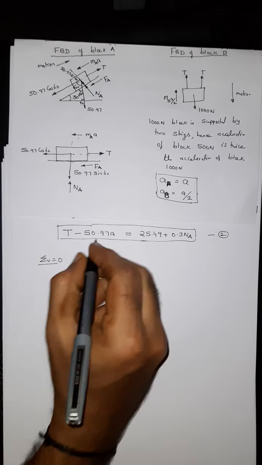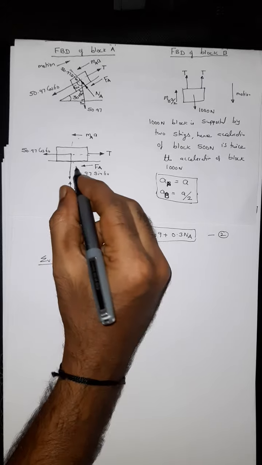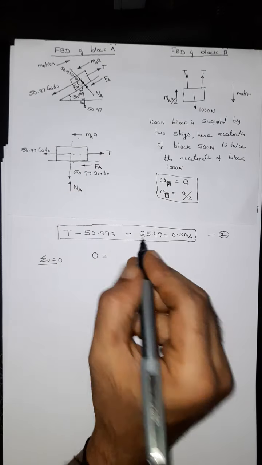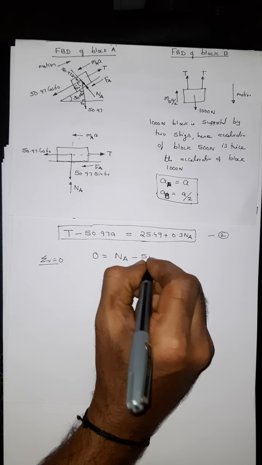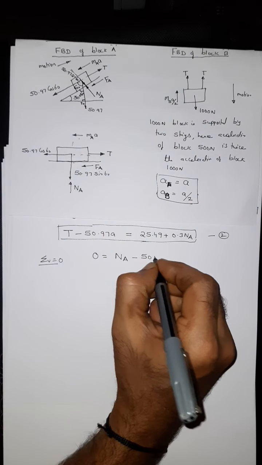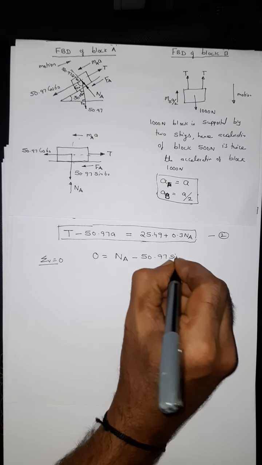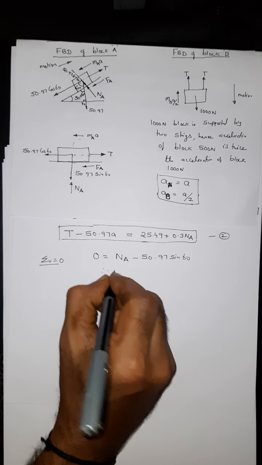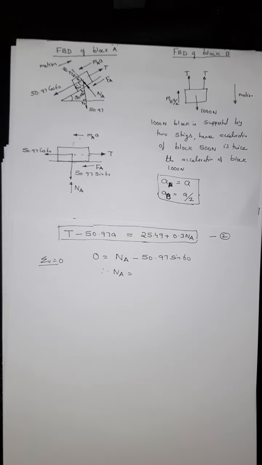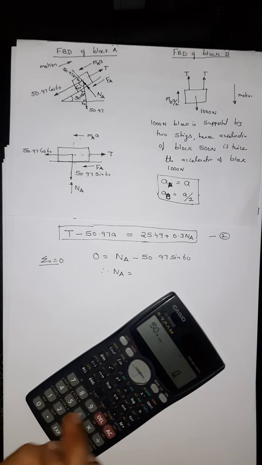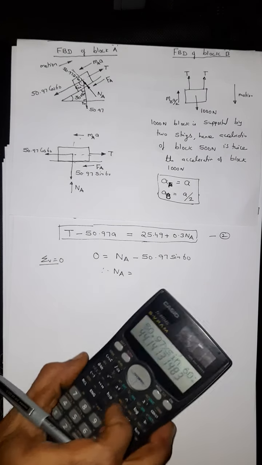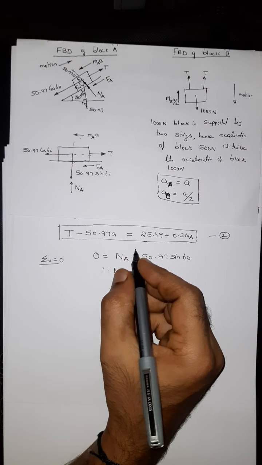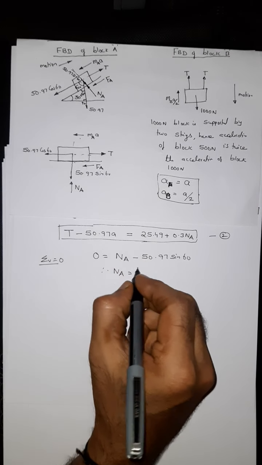Now I am going to resolve all the vertical forces. Summation V is equal to 0. 0 equal to NA in the positive direction minus the weight, which is acting vertically downwards, so it carries a negative sign. Therefore NA equal to 50.97 into sin 60, which is 44.14.